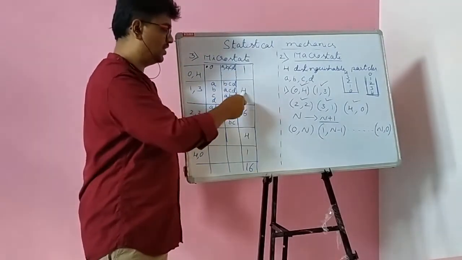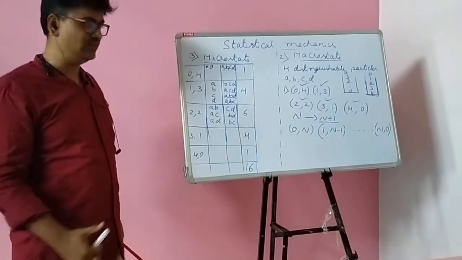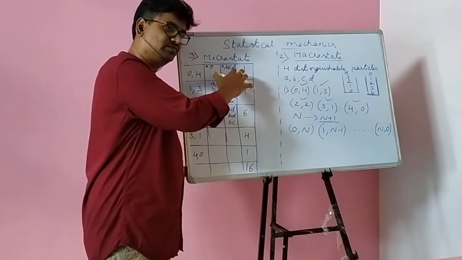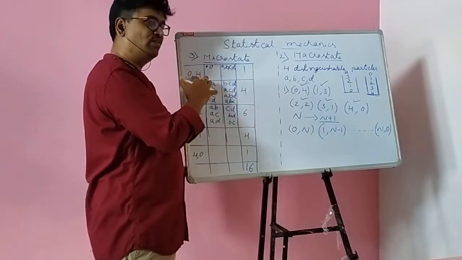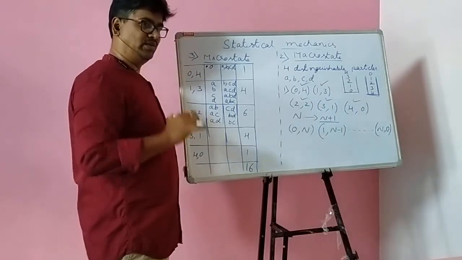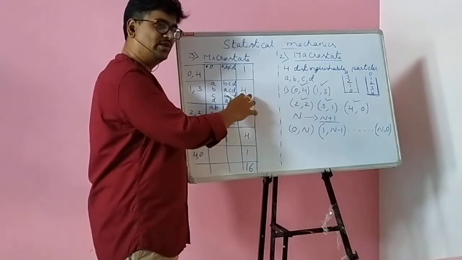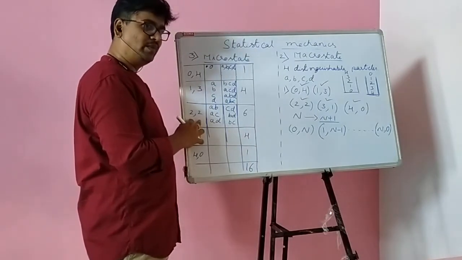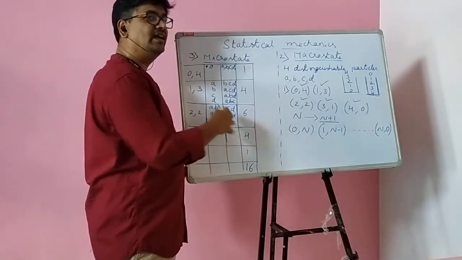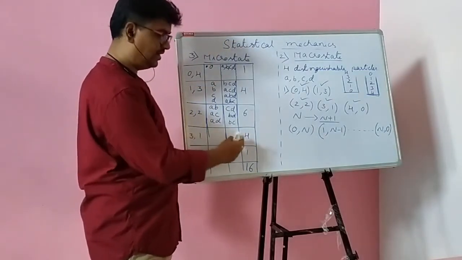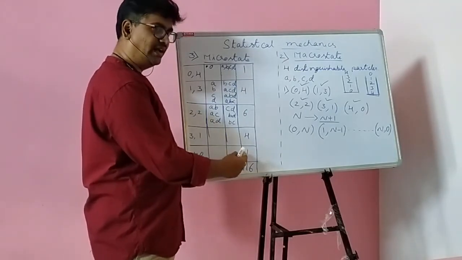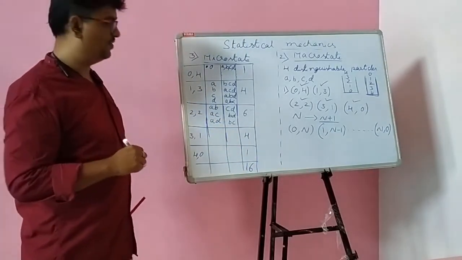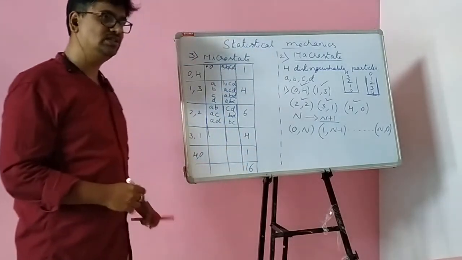These are called microstates. For the 0,4 macrostate, how many microstates do I have? Only one microstate. For 1,3 macrostate, I can have 4 microstates. For 2,2 macrostate, I can have 6 microstates. For 3,1, again 4 microstates. For 4,0, 1 microstate. Overall, for just these 4 particles, I can have 16 microstates.